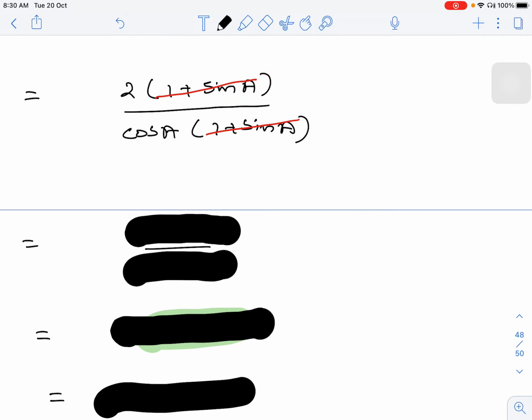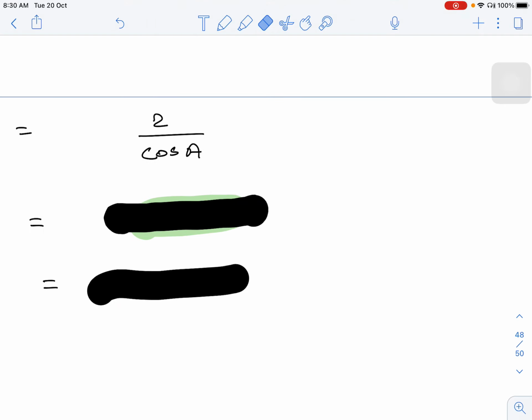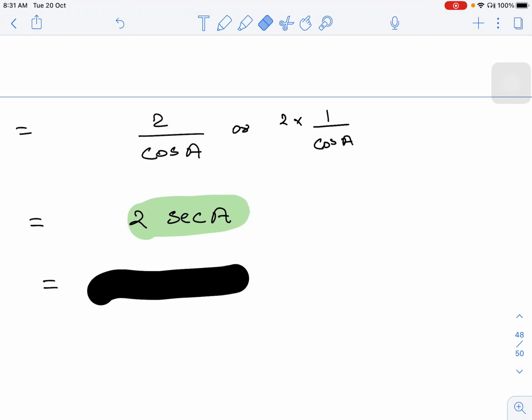Now in the next step, what we will get? We'll get 2 upon cos A. Okay, now it is nothing but, or it can also be written as 2 into 1 upon cos A. Both are correct. Now what is 1 upon cos A? So we have seen earlier 1 upon cos A is nothing but it is equal to sec A. Okay, so our next step answer will be 2, this one as it is, into 1 upon cos A, which means sec A.